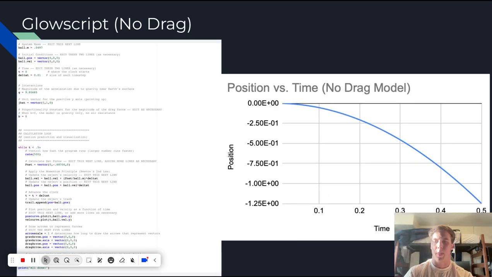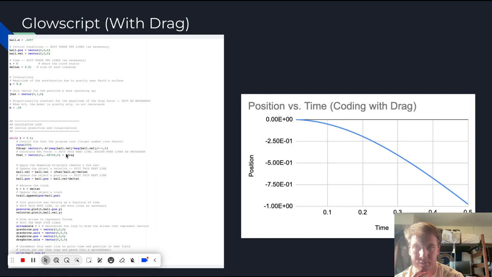So here's our GlowScript model for a no drag model. As you can see, it's perfectly parabolic, and the acceleration and its velocity is increasing. So the absolute value of the acceleration is always more than 0 for the duration of the time period. Here we can see we just have b set equal to 0, and we don't update any drag force in the code here. Other than that, it's pretty simple.